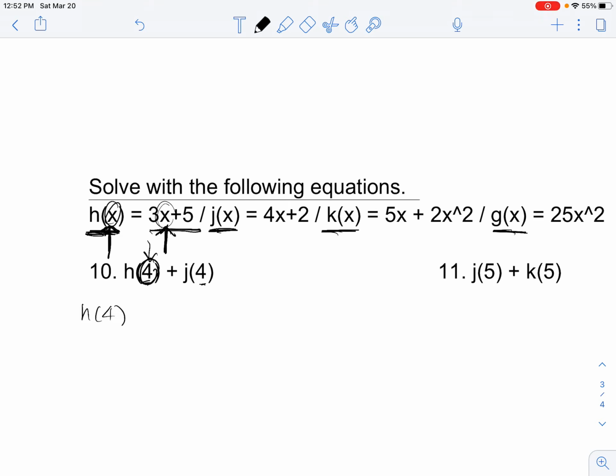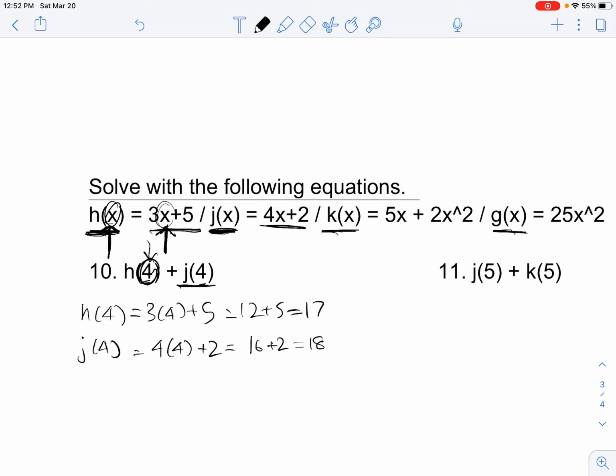So if you input 4, you would have 3 times 4 plus 5, which is 4 times 3 is 12 plus 5, which is 17. Now you have j of 4. You go to the j equation and you see it's 4x plus 2. Repeat the process. 4 times 4 plus 2 is equal to 16 plus 2, which is 18. Now, since it says add them, you just add them together, 17 plus 18, that's 35. So h of 4 plus j of 4 is equal to 35.